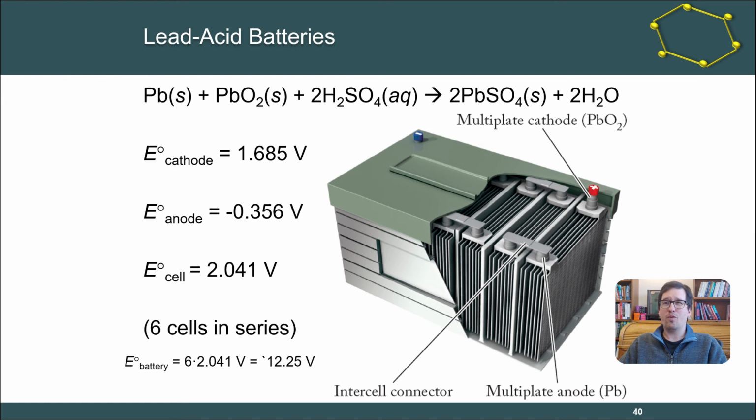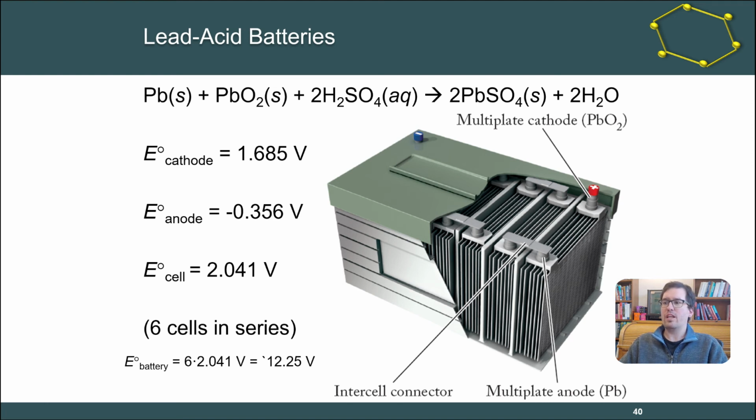So the overall reaction is lead solid plus lead oxide. So we have lead in a zero valent state and lead in a +4 state, in a sulfuric acid bath, making lead sulfate. Now it's a +2 in both situations.